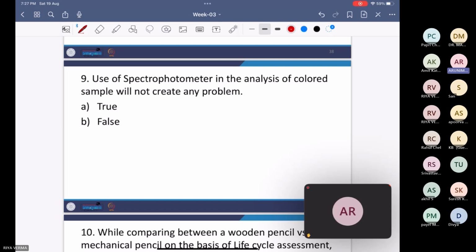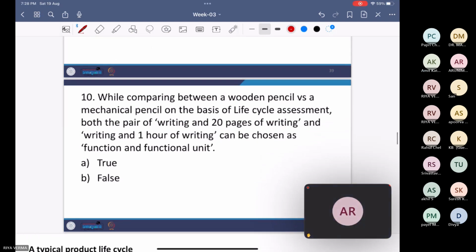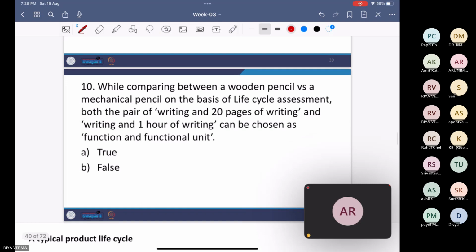So it will create a problem with a sample that has any sort of color. So this statement will be false. Clear? Okay, so this question you took is from the class notes only.